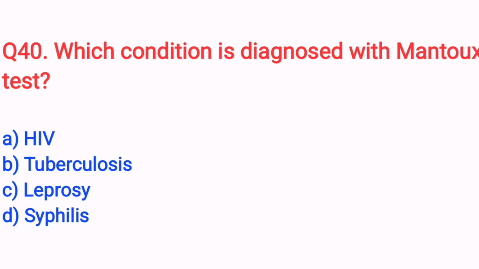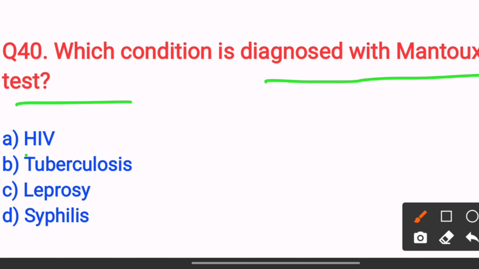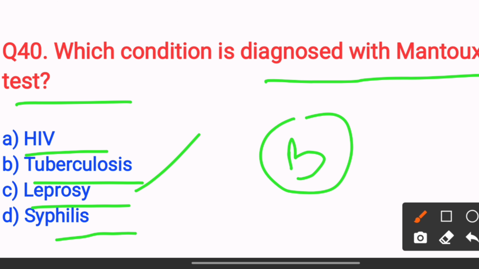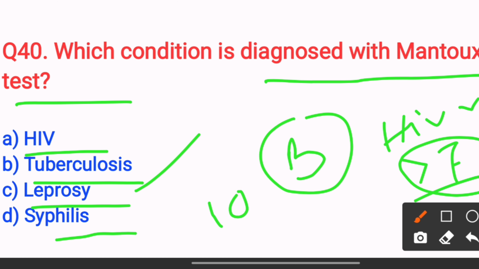Which condition is diagnosed with the Mantoux test? Option A, HIV, option B, tuberculosis, option C, leprosy, option D, syphilis. The answer is option B, tuberculosis. The Mantoux test, also known as the tuberculin skin test, detects delayed hypersensitivity to TB antigen, screening for latent TB. For HIV patients, an induration greater than 7 is positive, and for normal patients, greater than 10 indicates tuberculosis.